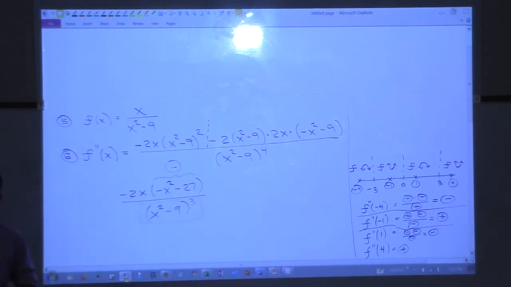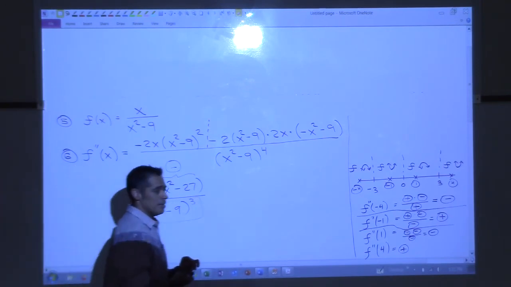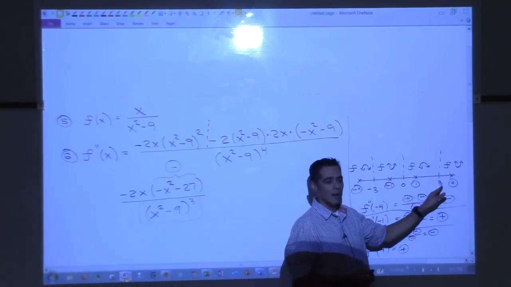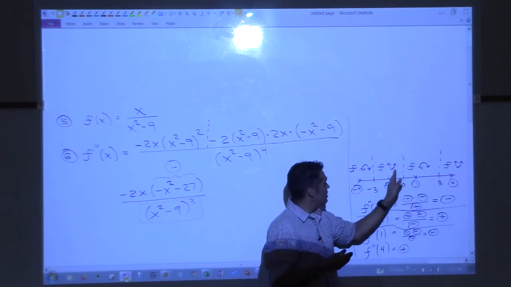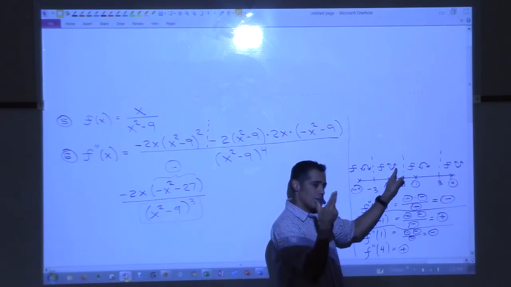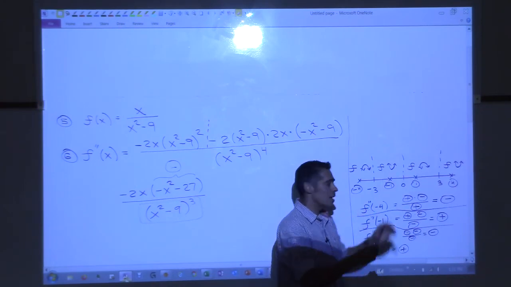Inflection points? At 0. That's the only one, though. Not at 3 and -3, because, again, these points are not in our domain, right? But 0 is in our domain, and we have a switch from concave up to concave down. So that's an inflection point.